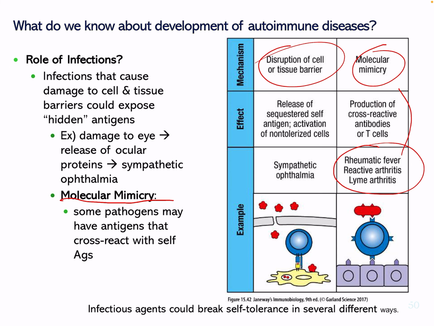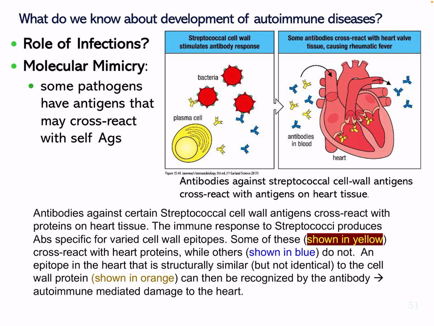And these infectious agents can break self-tolerance in several different ways. So, one example here, we have some pathogens with antigens that cross-react. So here we have antibodies against streptococcal cell wall antigens, which can cross-react with antigens on our tissue, causing rheumatic fever. So antibodies against certain streptococcal cell wall antigens can cross-react with proteins on heart tissue. The immune response to streptococci produces antibodies specific for varied cell wall types. Some of these cell wall epitopes, shown in yellow in the figure, cross-react with heart proteins, while others, shown in blue, do not.